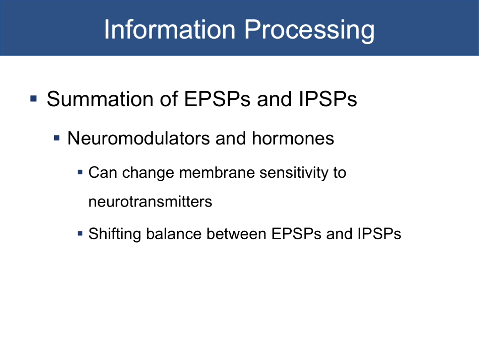Neuromodulators and hormones can change membrane sensitivity to neurotransmitters. So if there are neuromodulators, such as opioids, that are released from one cell and are received by the other cell, the postsynaptic cell, then it can make the membrane more or less sensitive to other neurotransmitters. And when that happens, that's going to change the balance between excitatory and inhibitory postsynaptic potentials.